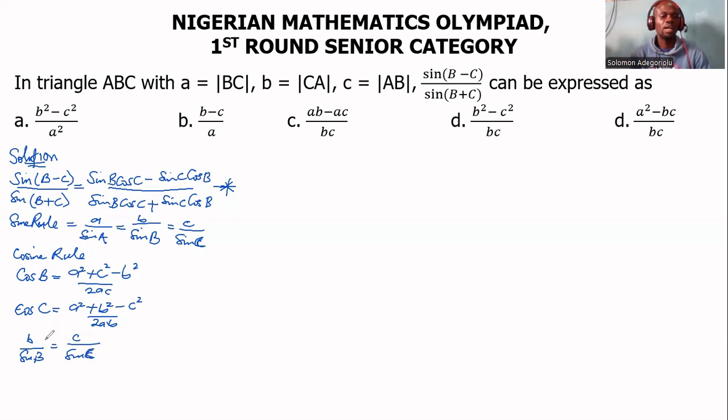Now let's make sine C the subject of the formula. That's going to give us sine C is equal to c sine B over b. This is sine C. So let's go on with the solution to this question.